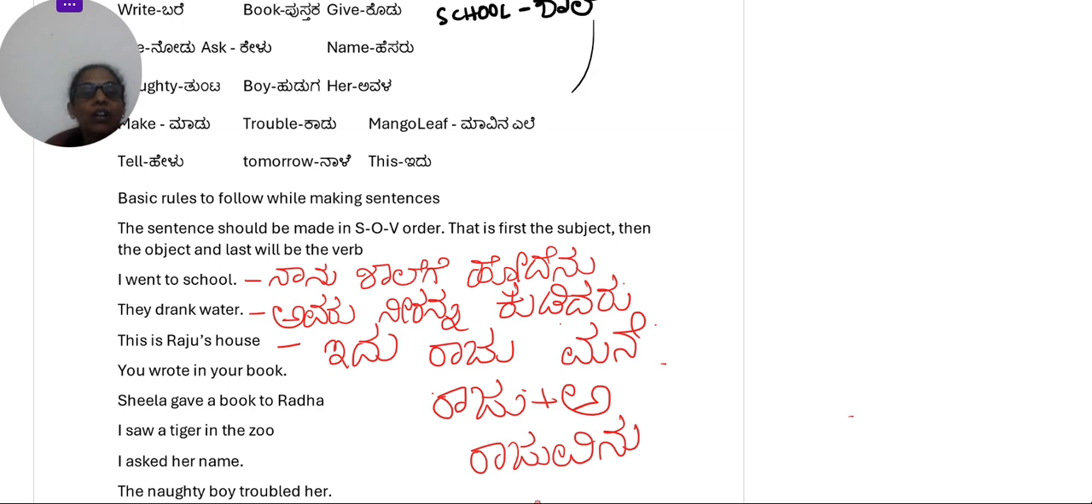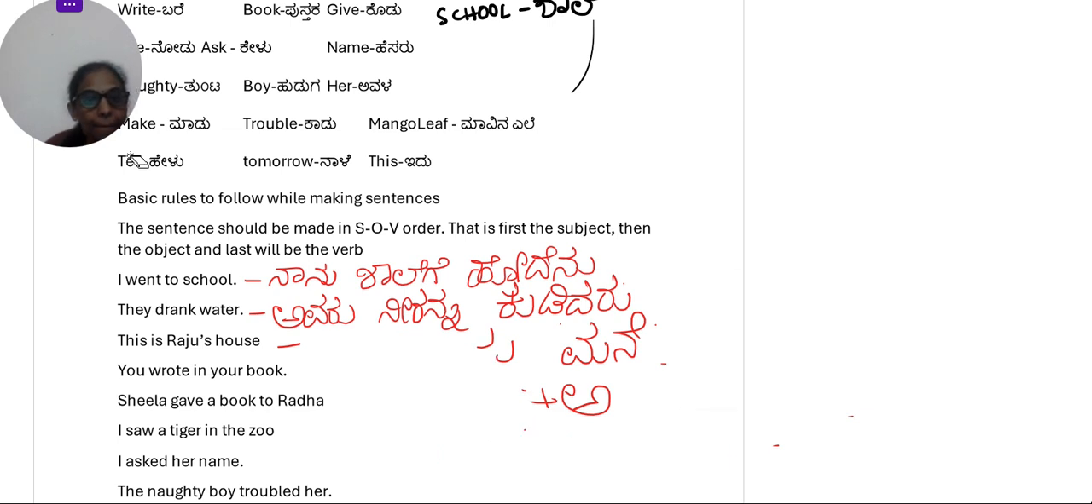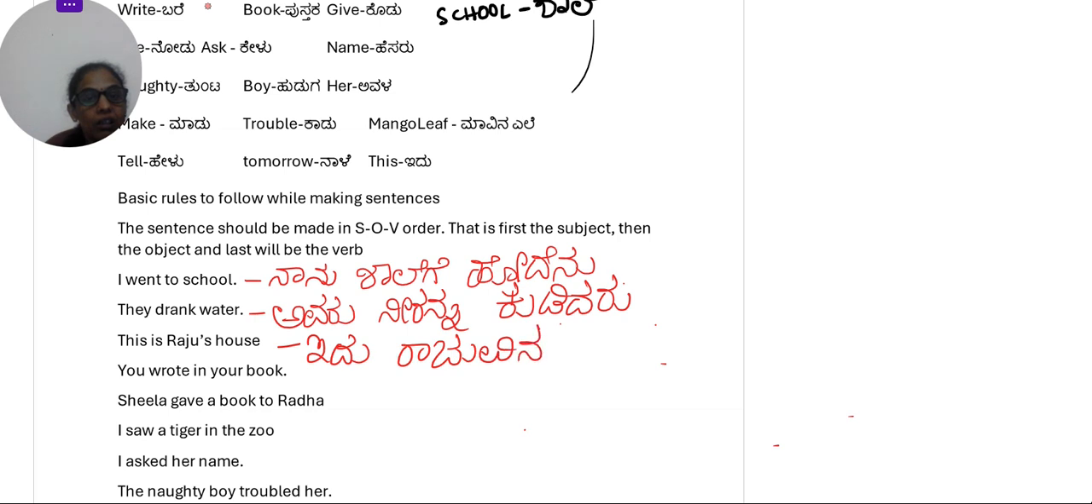Okay, so whenever a word is ending with the swara sound u, and a is getting added to it, then you will get a v in between. Rajuvina. Okay, it's not Rajuvinu. I made a spelling mistake here. It is Rajuvina. So now that sentence will become Idu Rajuvina Mane. Okay, so let us write the correct sentence here. Idu Rajuvina Mane.